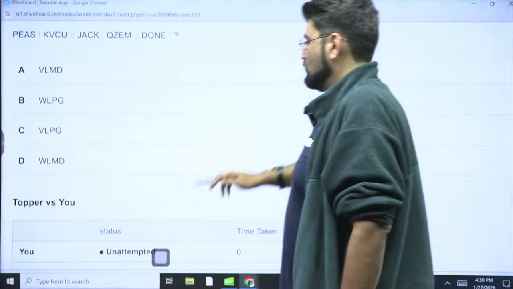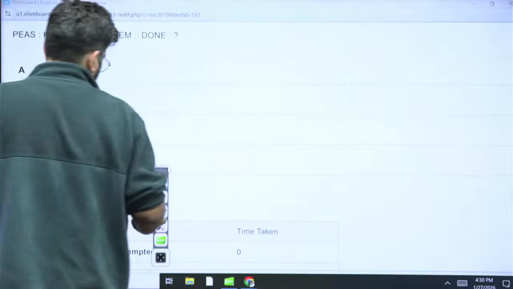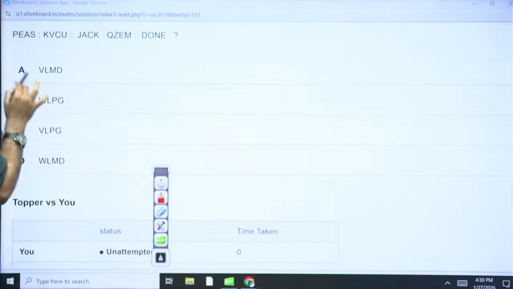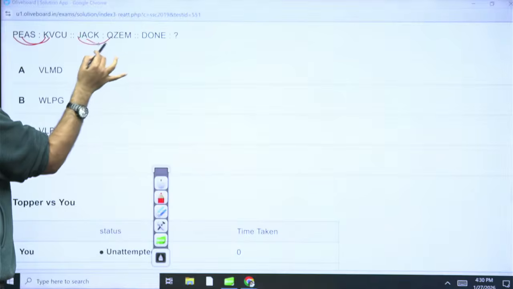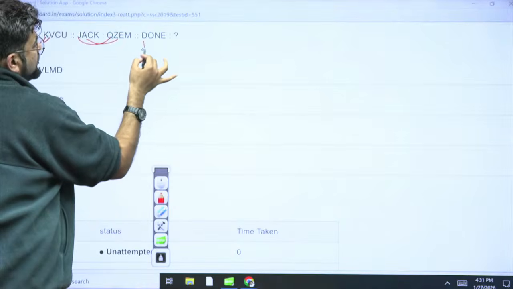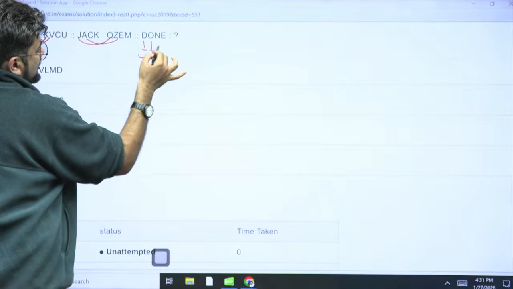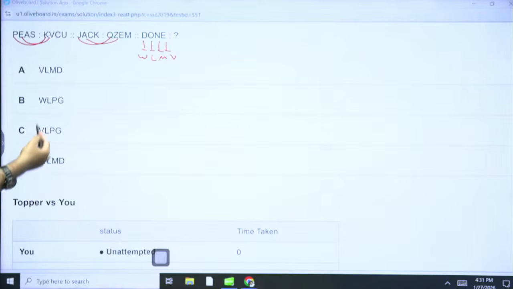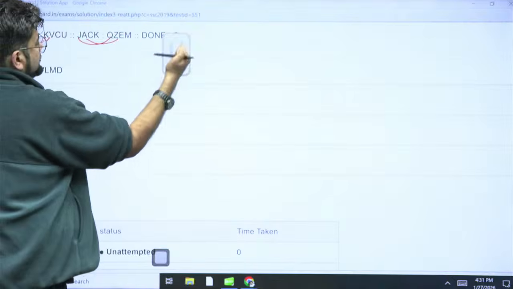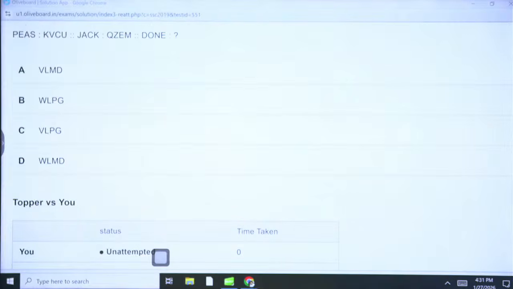P, K, V, C, U. There is a slight, small little problem here. A lot of students do this. P opposite is K, E opposite is V, J opposite is Q, A opposite is Z. Oh, this is easy. So D opposite is W, O opposite is L, N opposite is M, E opposite is V. So W, L, M, V. Oh, luckily you don't have it here. Luckily. Otherwise, I would have given this as V, and a lot of you would have marked option D and come back. But the problem is, we haven't realized what is happening.